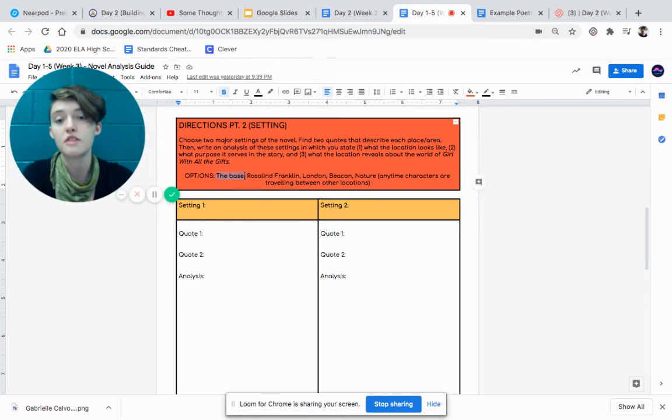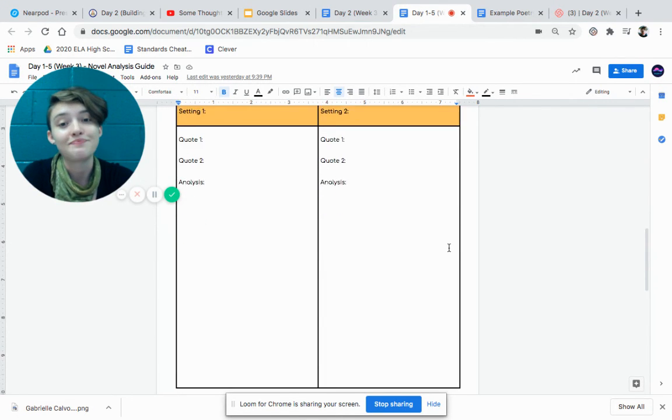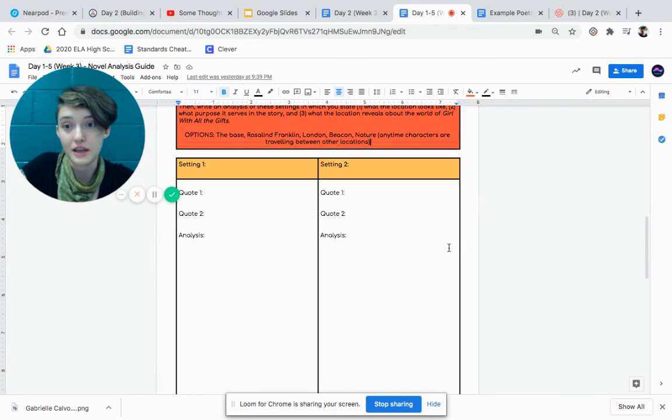You can pick the base. You can pick Rosalind Franklin, the big lab machine. You can pick London. You can pick Beacon. You can pick any stretch of nature, because there are a lot of passages, particularly where Melanie is experiencing nature for the first time in her life. And I think nature plays an important role. It's the connection between all of these bigger places. So yeah, you can do nature if you want. But I assume you might do something else. Just guessing. Hopefully this one will be fairly straightforward.